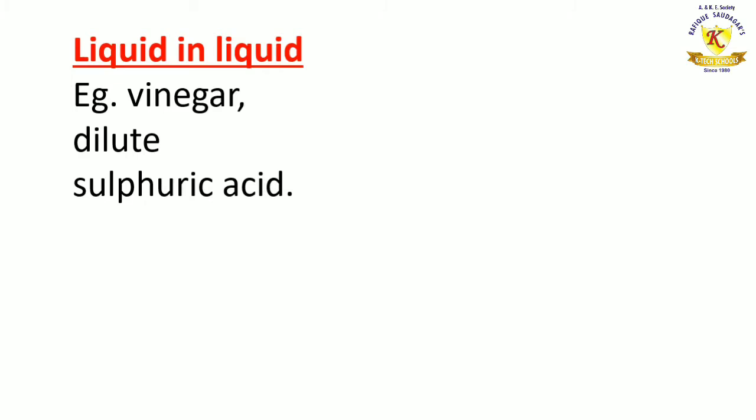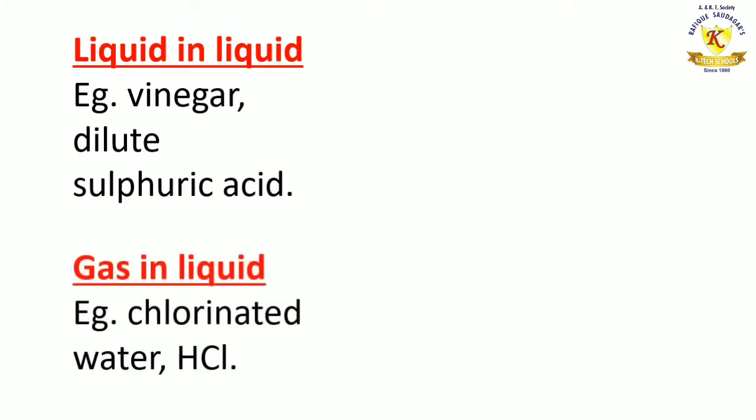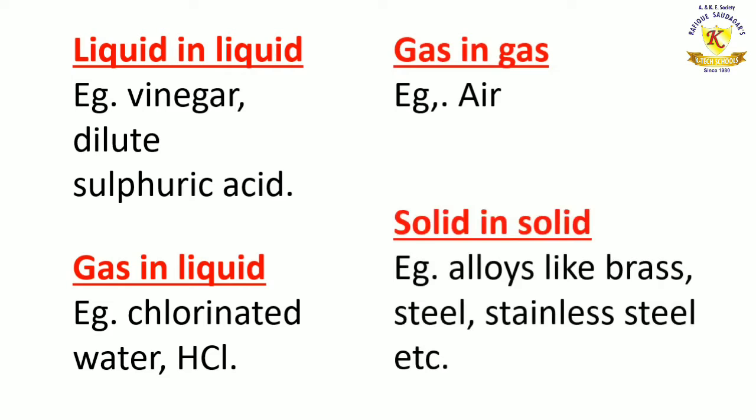The next we have gas in liquid, for example chlorinated water, hydrochloric acid, that is HCl. Gas in gas, for example air. And solid in solid, for example alloys like brass, steel, stainless steel, etc. If the solvent is a transparent liquid, the solution is also transparent and it passes through a filter paper.